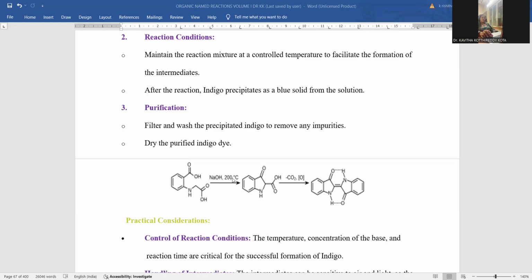200 degrees centigrade is operated. So that ring cyclization, here C double bond O, C double bond O, OH will be originated. If decarboxylation is taken, the molecule will be dimerized and the formation of indigo dye is possible. Indigo dye gets highly stabilized because of the hydrogen bonding vicinity.